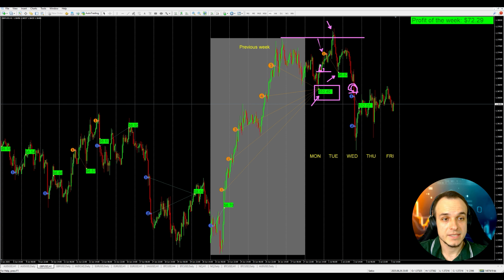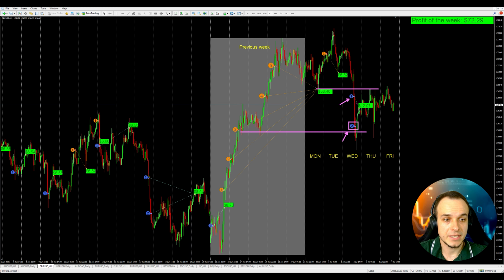And on Wednesday we can see that the market started to decline, and after the previous local lows were broken we opened one buying trade, and then when the price approached the previous local support level we opened another buying trade and later closed all of these trades with a profit on Wednesday. So far we don't have any trades, we're waiting for this movement to develop.